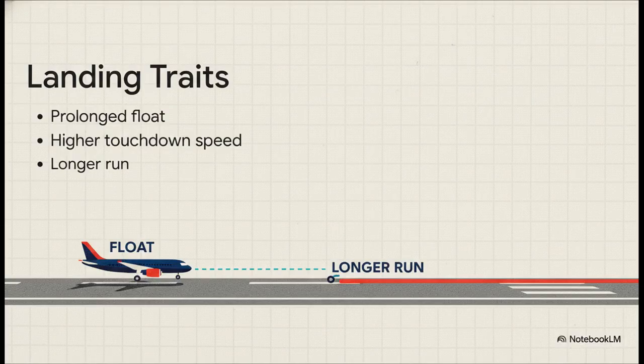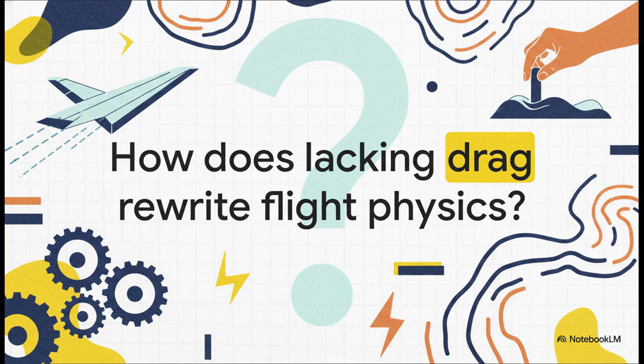And because of that total lack of drag, the flapless landing traits at touchdown are drastically different. First off, there's way less attitude change required during the roundout, and your roundout height is much, much lower. But honestly, the wildest part? It's the prolonged float. The plane literally just wants to keep flying. And when those wheels finally do touch down, your speed is higher, which means you're going to have a significantly longer landing run before you finally come to a stop. It really is a beautifully delicate operation.